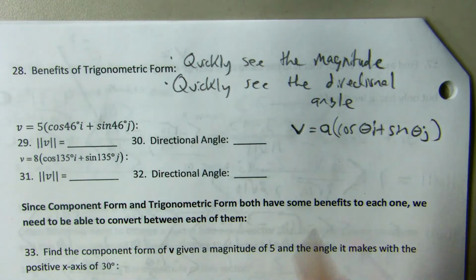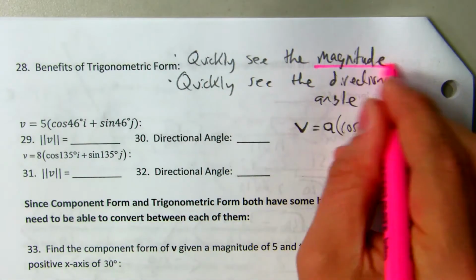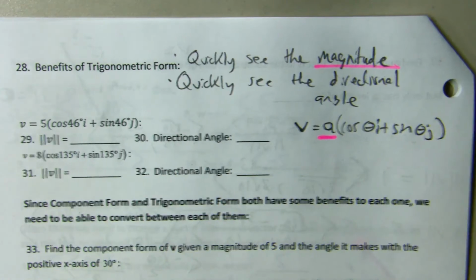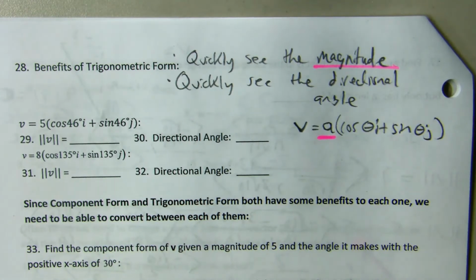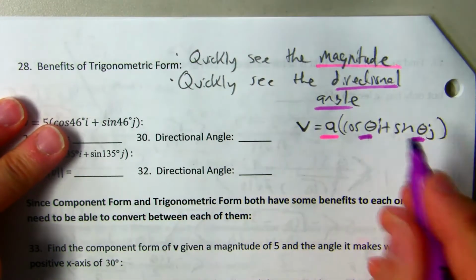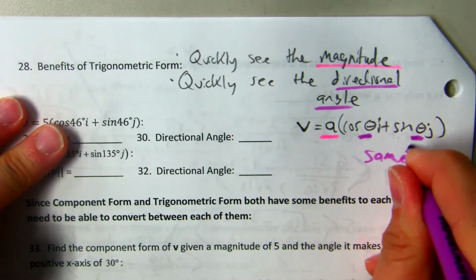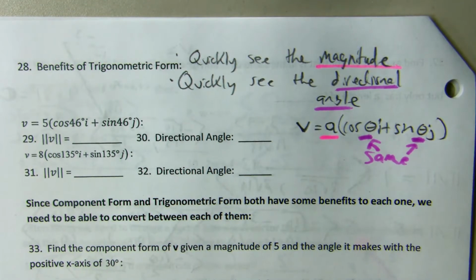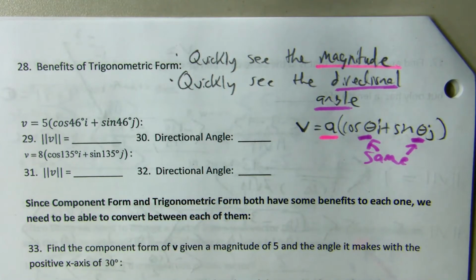When you look at it like this, the magnitude is going to be sitting right there. Right? And the angle that the vector would head towards, the directional angle, is going to be those two. And these will always be the same. So it's not that you can't figure those things out of that component form. It's just that they take some work.